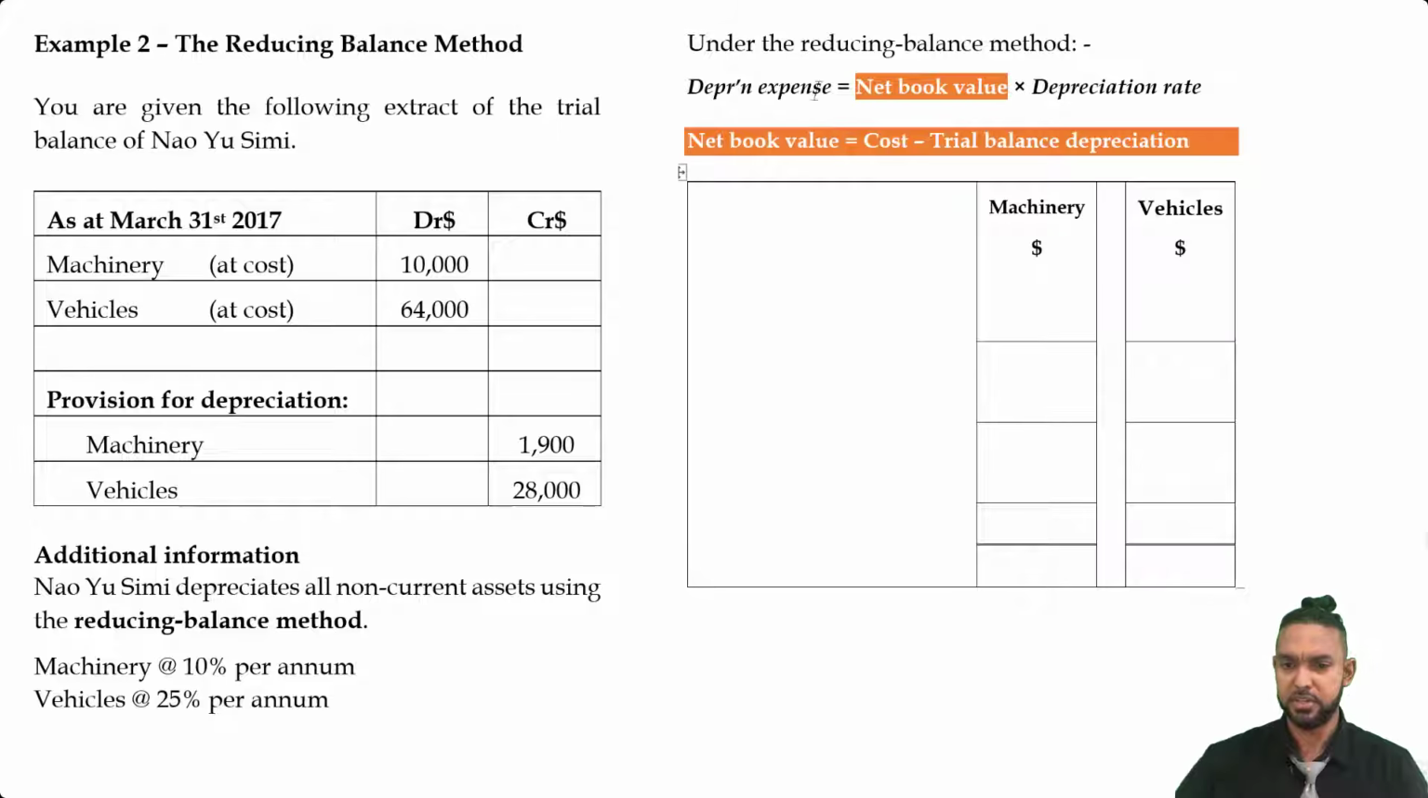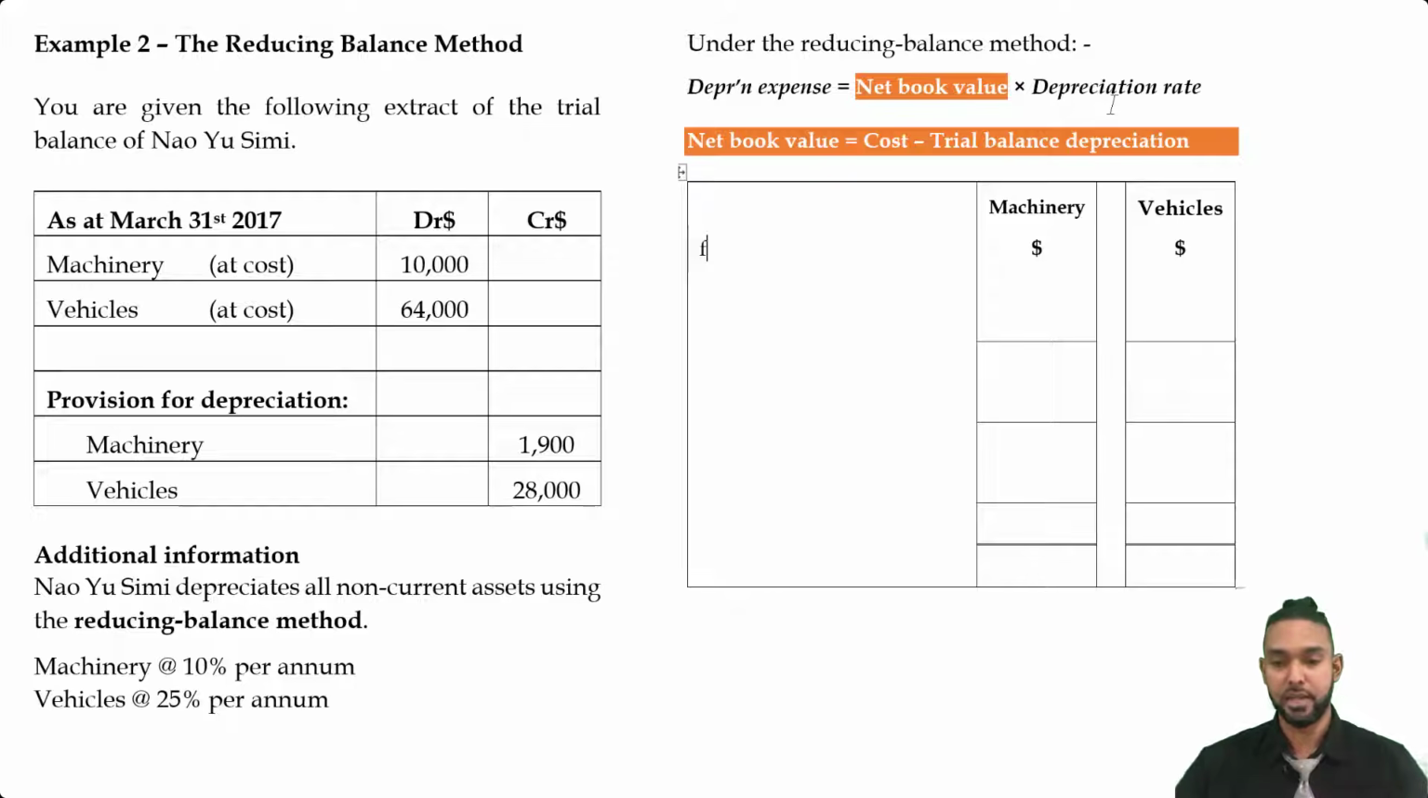So you should be seeing some stuff highlighted in orange up here, right? So under the reducing balance method, depreciation expense is the net book value multiplied by the depreciation rate. And we know already net book value is the cost minus, well, I have trial balance depreciation here, but that is specifically for the purpose of the calculation, okay? Let's start with the machinery. So to calculate the depreciation for the machinery under the reducing balance method, we need to multiply the net book value of the machinery by the depreciation rate.